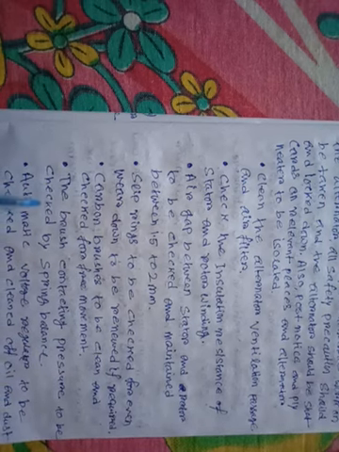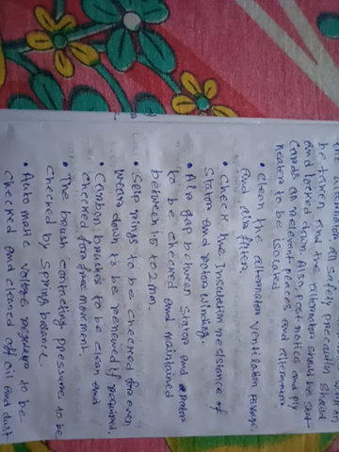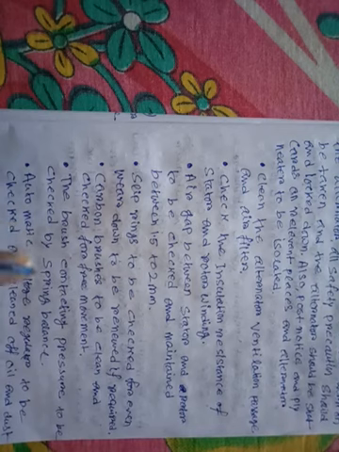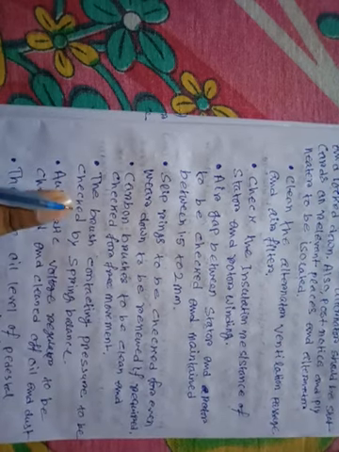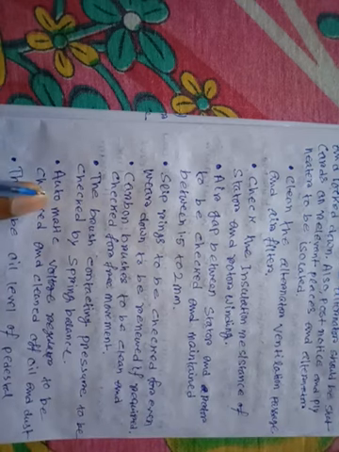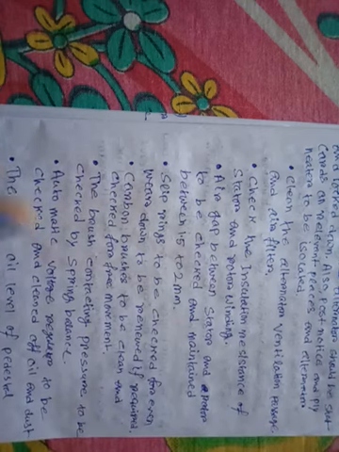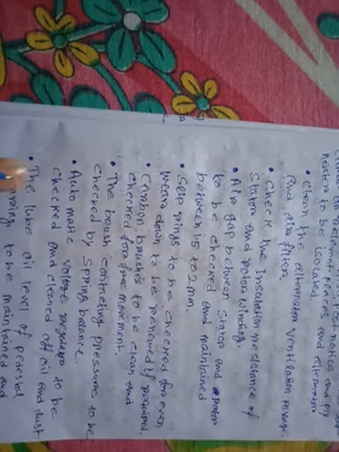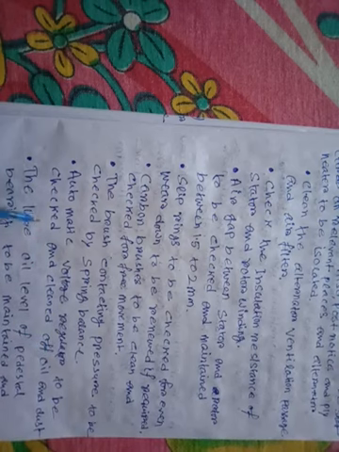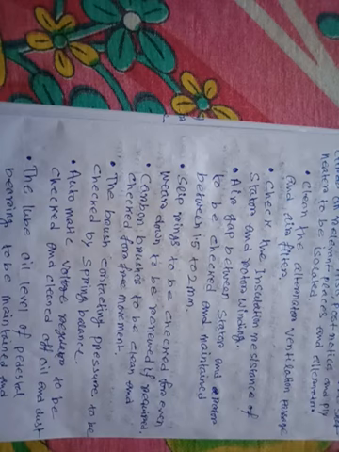Next is the brass contact pressure, to be checked by the spring balance. The brass is attached to the spring, and then this pressure is checked by the spring balance. Next is the automatic voltage regulator. The automatic voltage regulator is to be checked and cleaned of oil and dust.